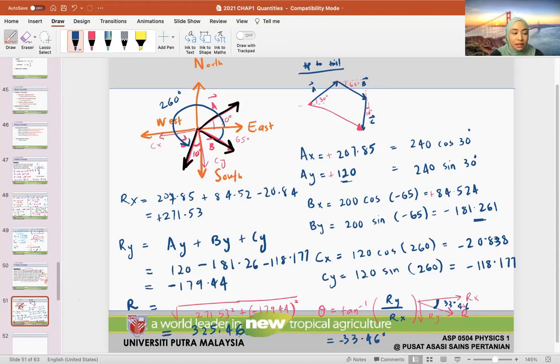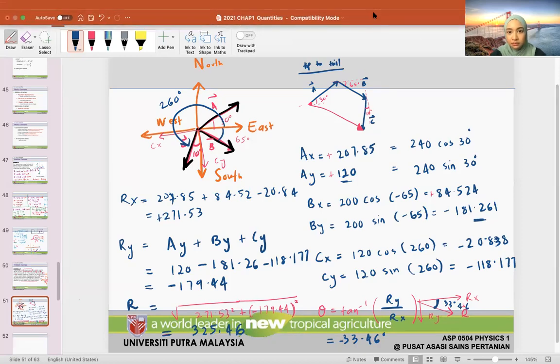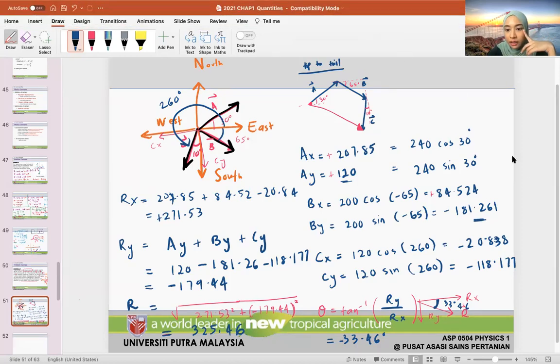Ada tak yang lain yang perlukan penjelasan? Ada tak yang lain yang tak faham? Doktor, yang R tu jawapan dia yang mana? Yang ni. Okay, so tak ada kat dalam chat tak ada soalan. Okay, any questions about this example?